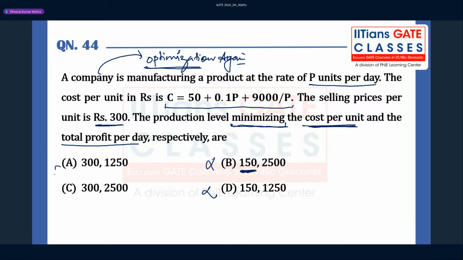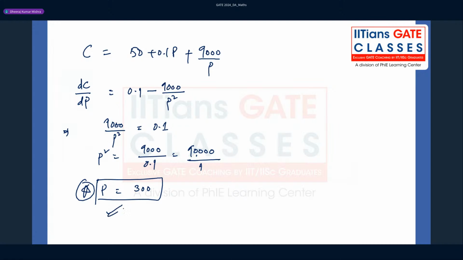So there is a fight between option A and C, right? Option B and D cannot be correct here, right? So this is the answer that 300 you have got. Since you have got p equal to 300, what you have to do here is go for the second derivative also, so that you can check whether this is a minimum price or not, I mean minimum cost.